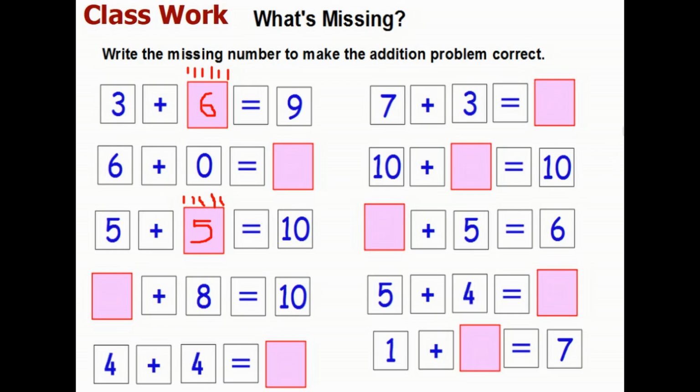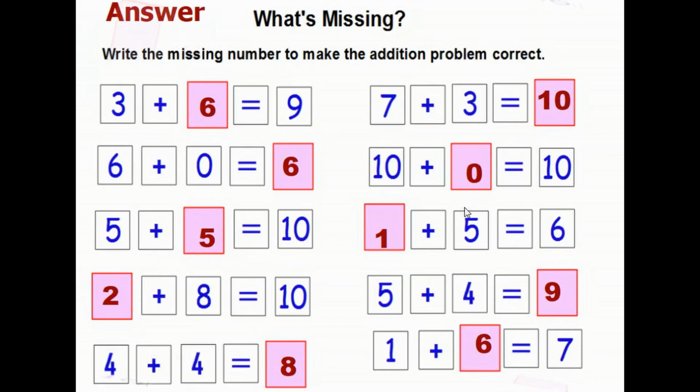All right, now let's see the answers, okay? Here are your answers. Try to compare and relate with this one. The first one is 3 plus 6. What is missing? 6. So the answer is 9. Here, 6 plus 0 is how much? 6. Adding 0 to any number doesn't change the value. So the answer is 6.